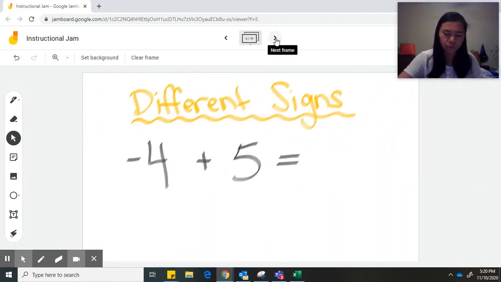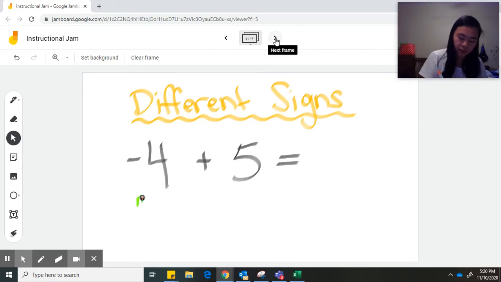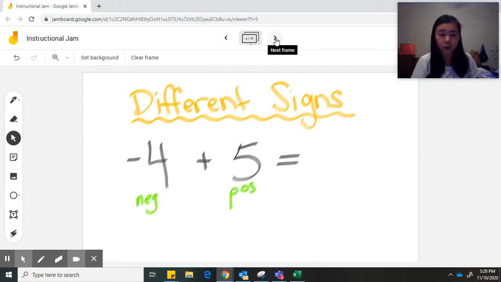Okay, let's try another one. Okay, so we know that this is different signs. This is a negative. This is a positive. Okay, if we have different signs and we're adding, you're just going to find the difference. So ignore that negative. What is the difference between 4 and 5? 1. And then between 4 and 5, which one is bigger? 5 is bigger. So we are going to keep it positive because our 5 is positive.